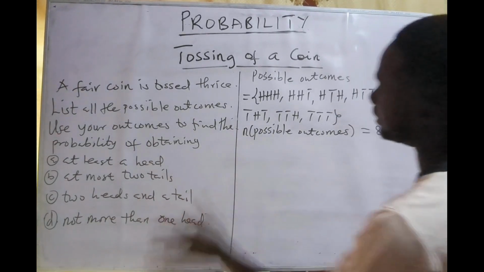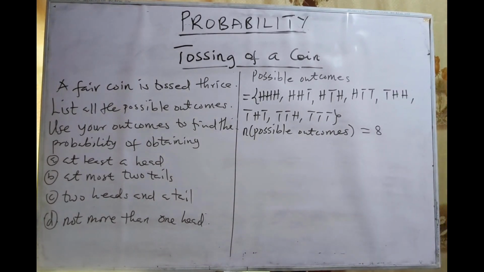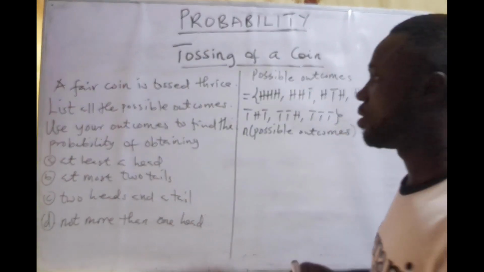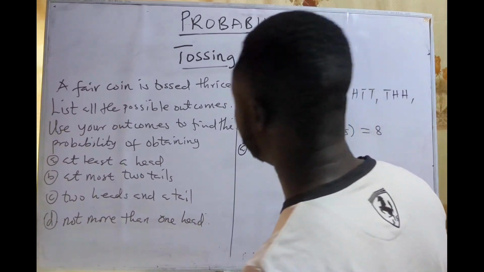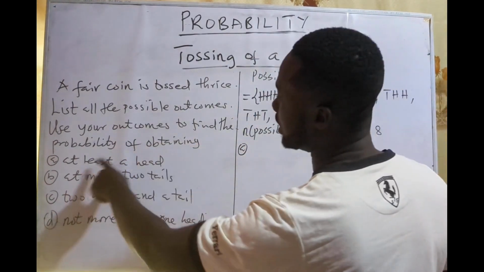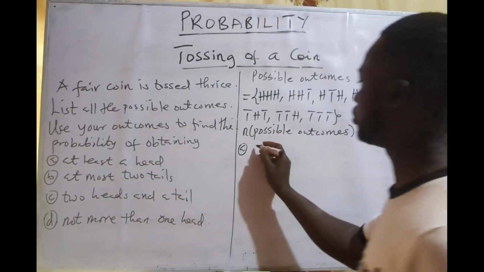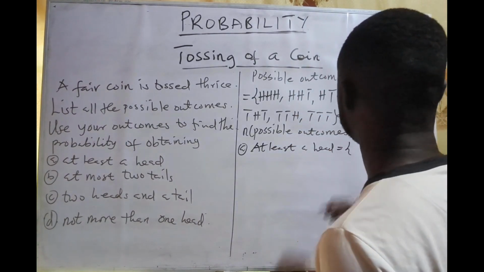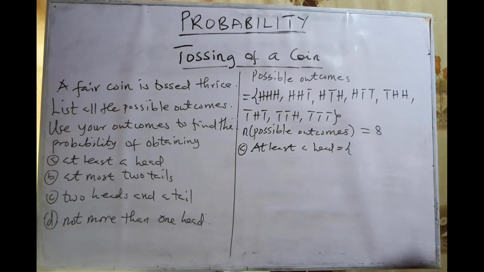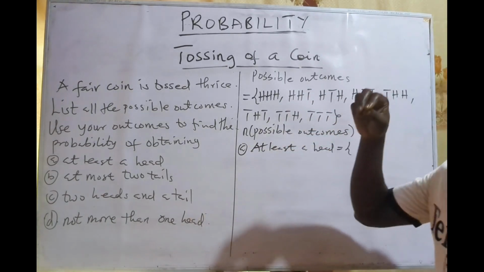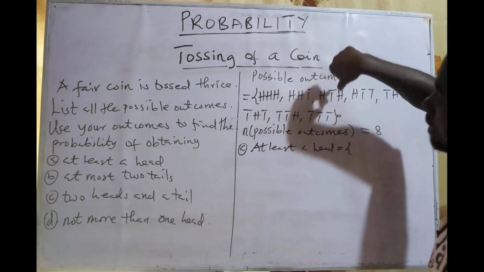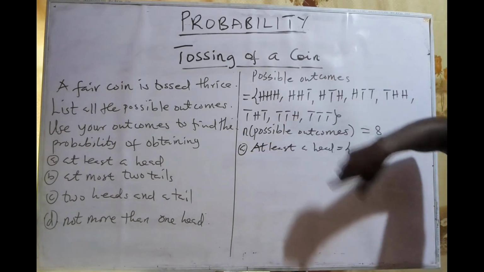Now, therefore, we can answer all the questions since we have gotten our number of possible outcomes. All right. And as we said, when you are not even asked to list in the question, make sure you list them all. Okay, so the first one: use your outcome to find the probability of obtaining at least a head. At least a head means 1 head or more. We tossed the coin 3 times. So either 1 head, 2 heads, or 3 heads in the outcomes that we have there.